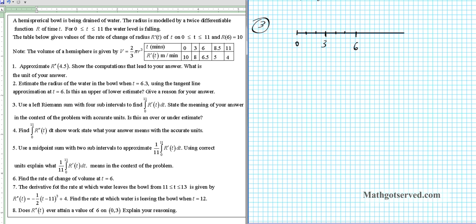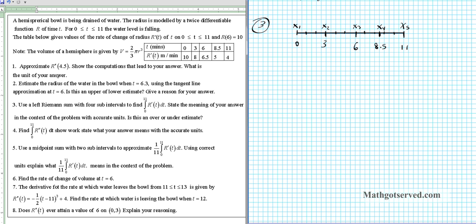All right. So we have 6, 7, 8, and then 8.5. It's going to be somewhere right here. 8.5, and then the next is 11. So this is 9, 10, 11. Okay? All right. So this is going to be x1, x2, x3, x4, and x5.